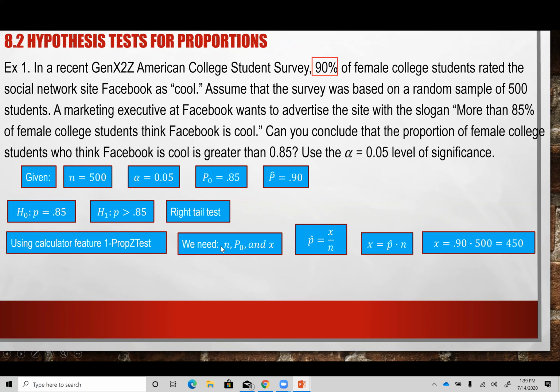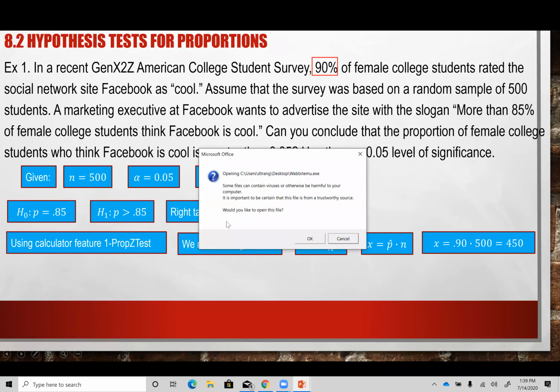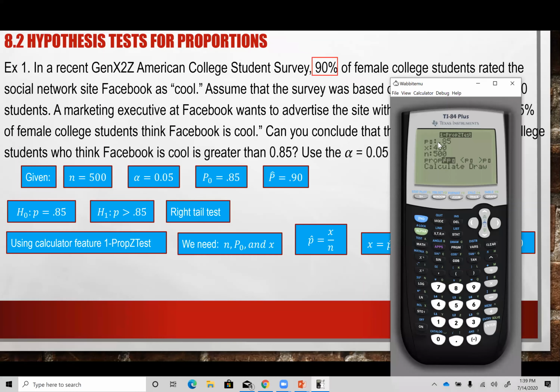So now I got the three items I needed. I need an n, I need a p sub 0, and an x. So if I got the three items I needed, I can use this calculator. If you go to your calculator, the p sub 0 is 0.85, the x is equal to 450, the n is equal to 500, and again, make sure that you are choosing the right tail test, which is this right tail test here.